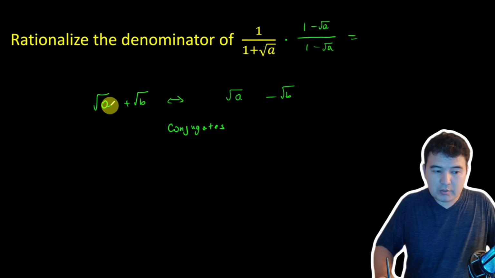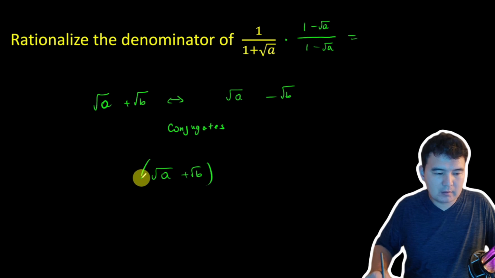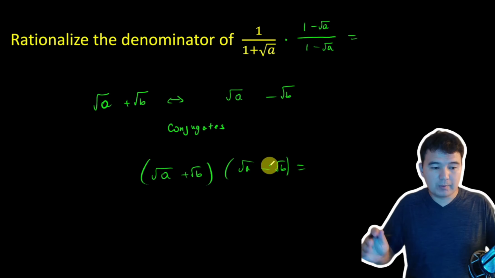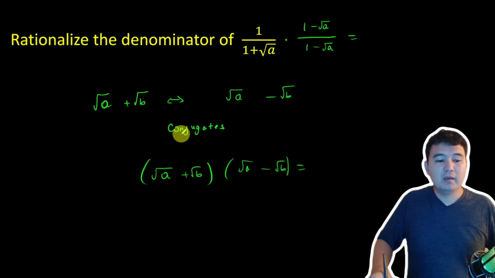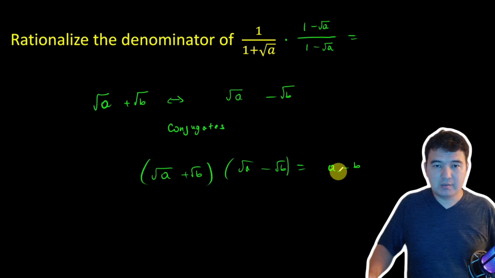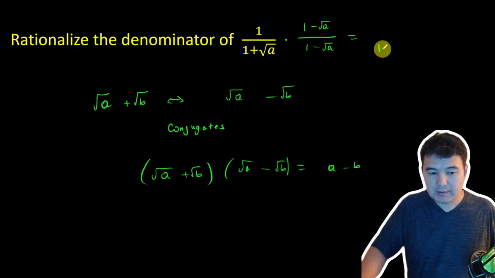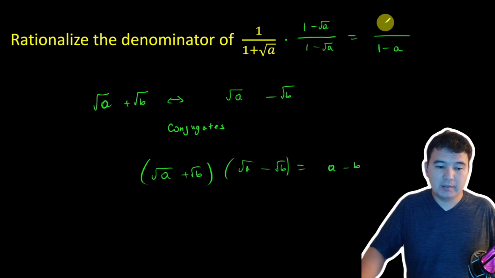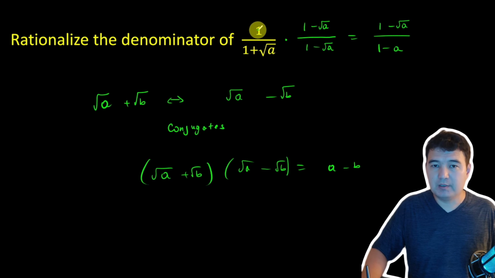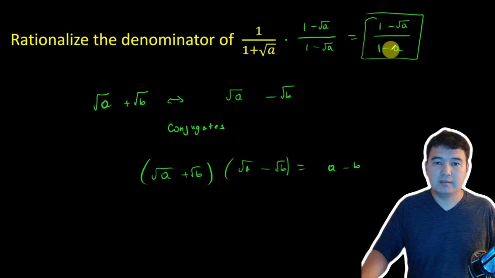When you multiply the conjugates, using the difference of squares formula, or you can use FOIL and open the parentheses to verify this, the product is just a minus b, the difference of two numbers without square roots. So in our case, in the denominator, I will have 1 minus a, because this expression multiplies to 1. So that's the form of this expression where we don't have radicals in the denominator.